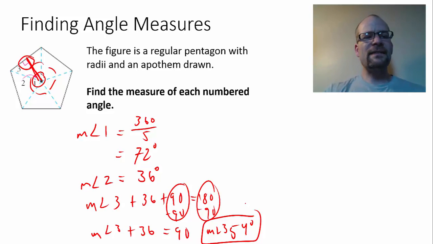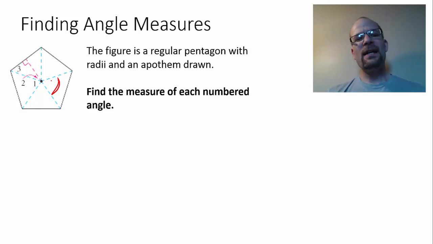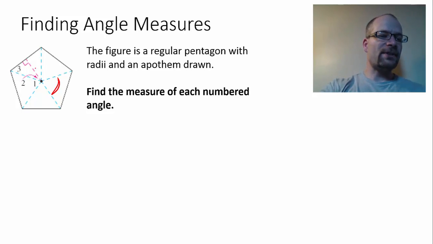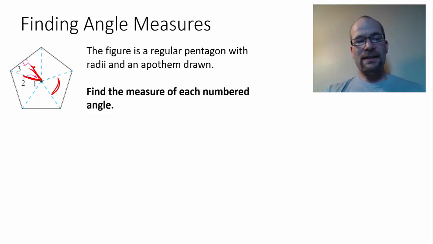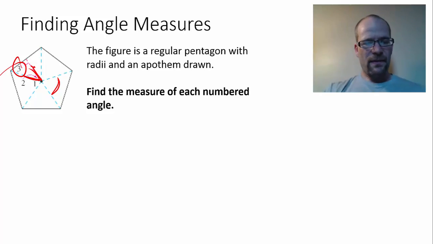So we can pretty easily find these measures. Again, looking at that, to find the measure of a central angle, simply take 360 and divide by n, where n is the number of sides. To find the measure of the angle formed by a radius and an apothem, we divide the central angle by 2. And then to find this, we just use the triangle angle sum theorem.